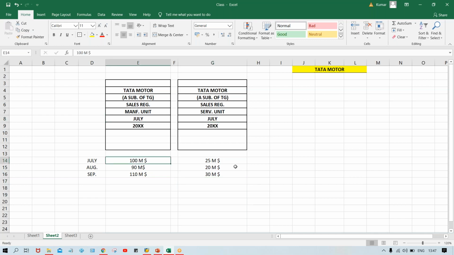100 million from the manufacturing unit and 25 million dollars from the service unit, right? Likewise for August and September, different revenues are there. So if the management asks what is the total revenue generated from the manufacturing unit in the month of July, what happens? The July month register is taken by the users, in the sense the employees of the finance and accounts department who are responsible for report preparation.